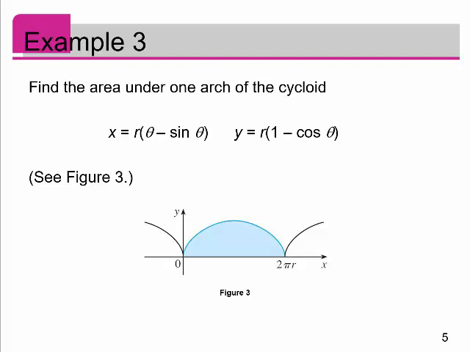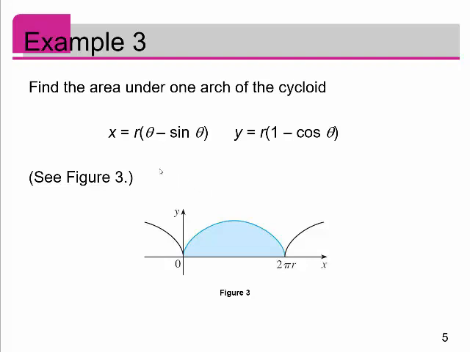Let's just do one example. Let's find the area under one arch of the cycloid, and this is what it looks like, where x is defined by the parametric equation r times theta minus sine theta, where r is the radius. Here our parameter is no longer t. And y is equal to r times 1 minus cosine of theta. We're not using t here, and that's okay. Generally when we use trig, we use theta anyway.